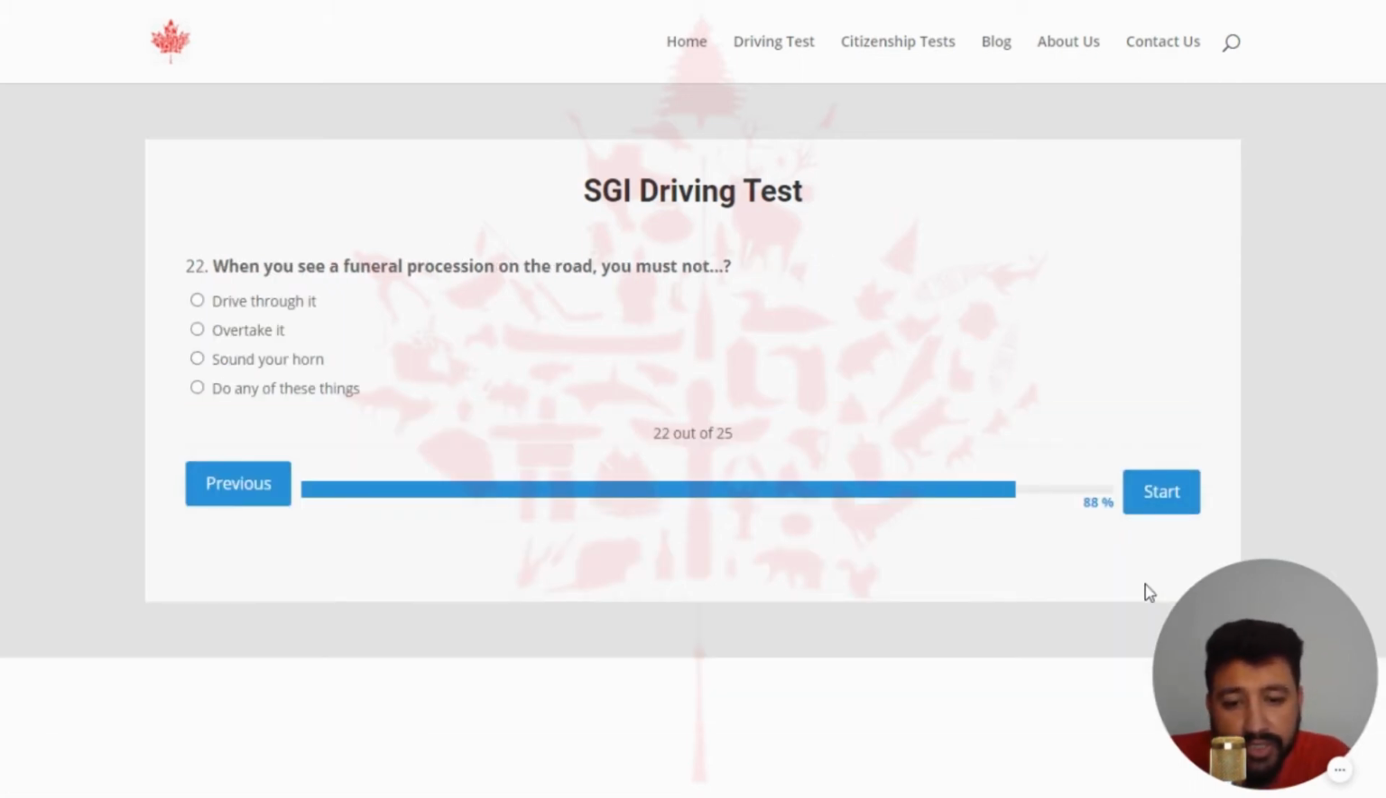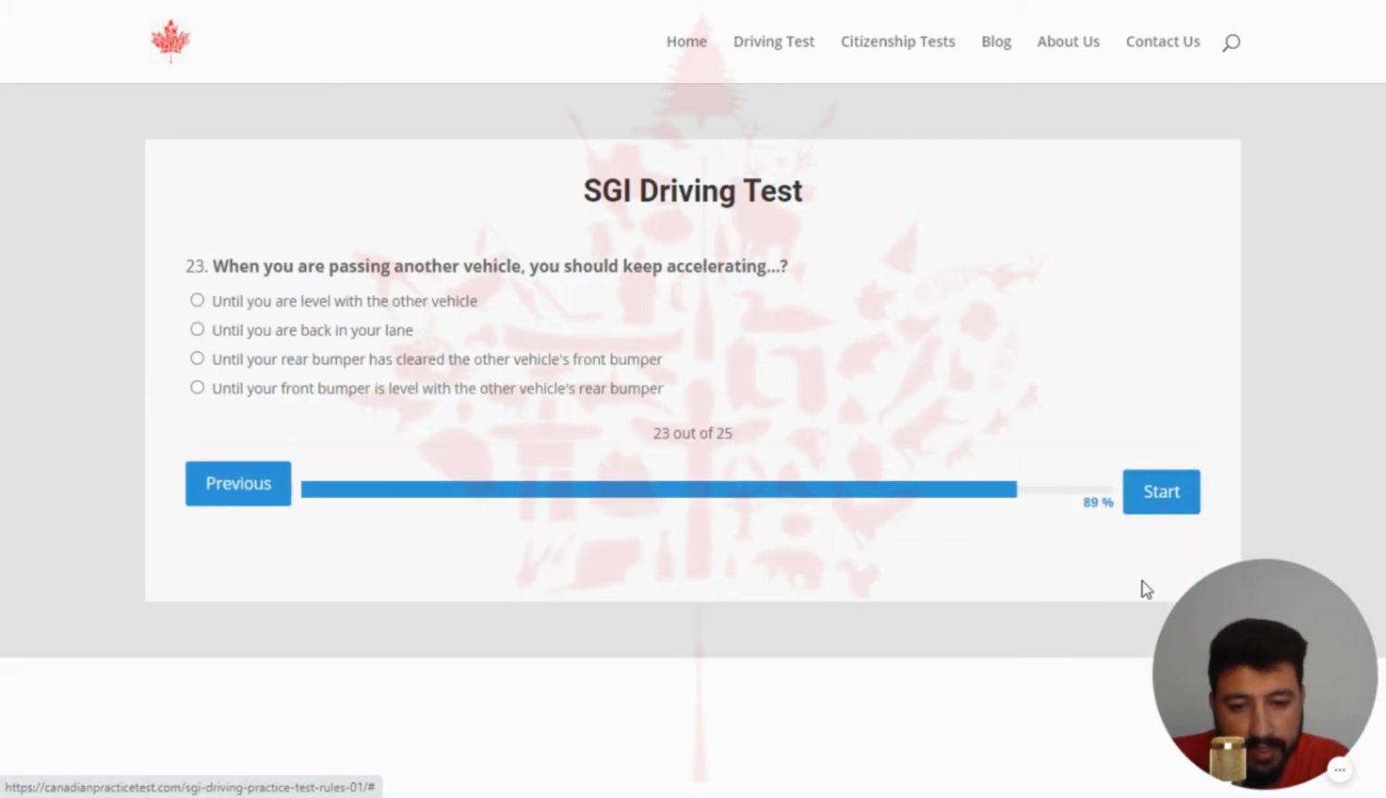Next, when you see a funeral procession on the road, you must not. The right answer of this question is do any of these things. So I'm going to select the last one. Yeah, next. The third last question of quiz number 1 is, when you are passing another vehicle, you should keep accelerating.